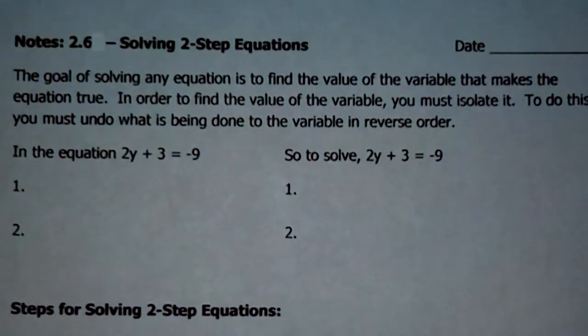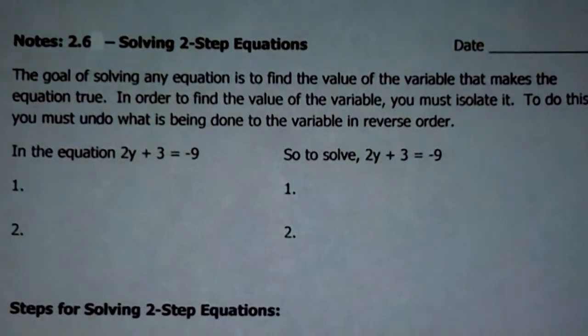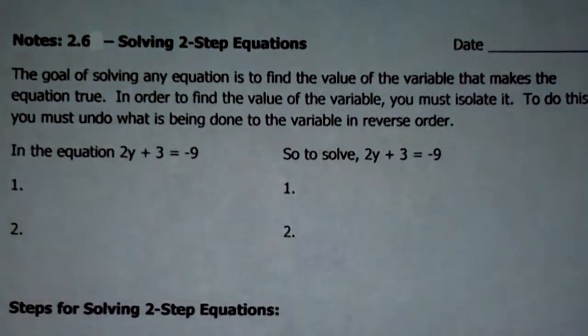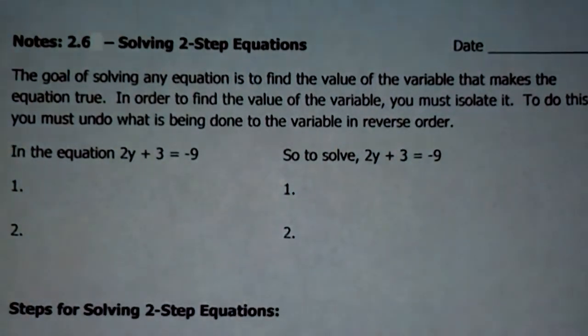This is the last lesson in chapter 2. Finally, we're almost there. Today we're going to talk about how to solve two-step equations. The goal is still the same. We want to figure out what the value of the variable is that makes the equation true, that makes one side equal the other. And again, in order to find the value of the variable, our job is to isolate it. We want to get it by itself on one side of the equation.